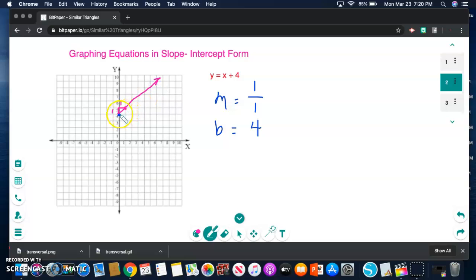Alright, so we extend the line, and that gives us our slope. We know that the slope is going to be positive because it's rising from left to right. So the slope of this line is positive. So this is how you graph equations in slope-intercept form. So let's try another one.